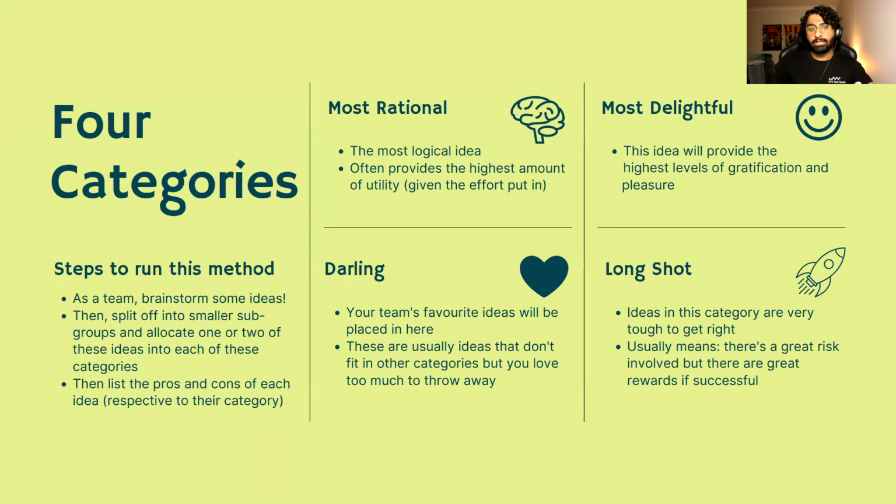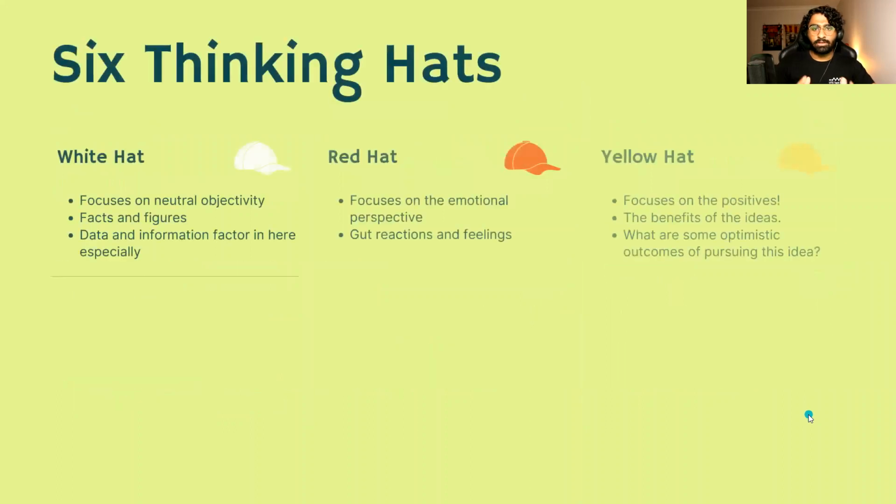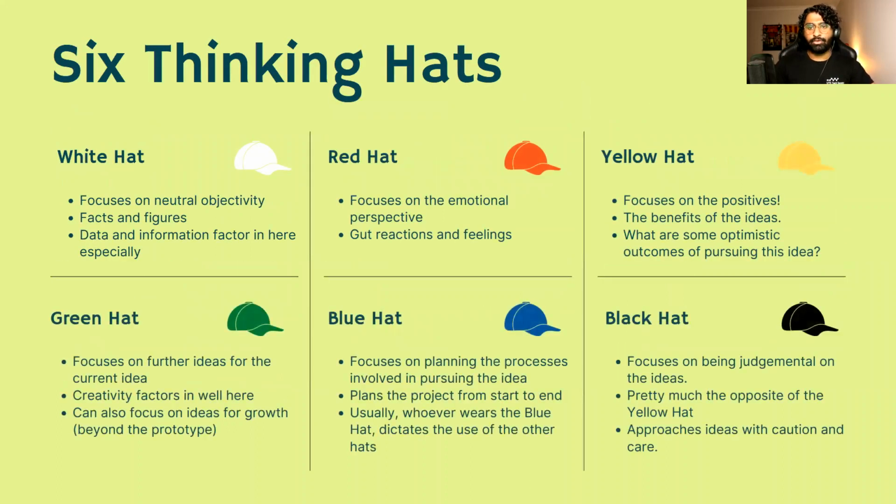We're going to actually move on to the next method, which is the 6 thinking hats method. Now, the white hat, as I mentioned before, is the facts hat. So it focuses on neutral objectivity, the facts and figures associated with the idea. And it's really important that the data and information factor into that thinking hat especially, because this can really reflect on the impact of your idea and also the scale of your idea.